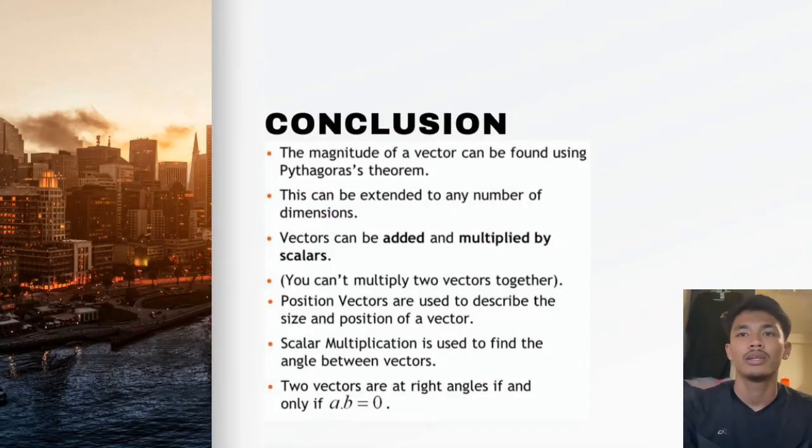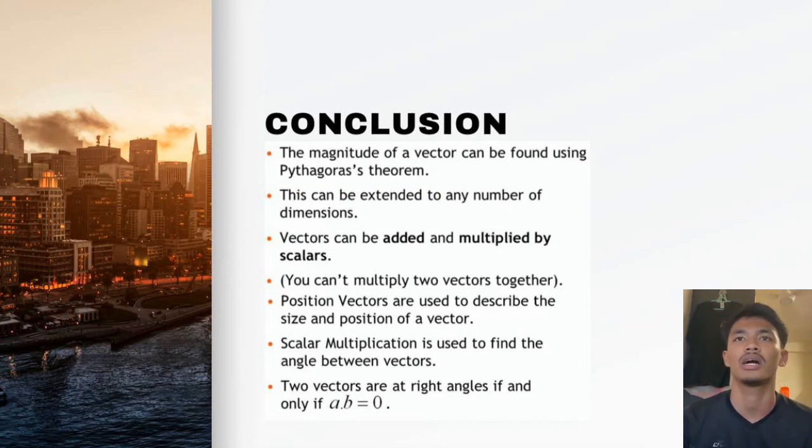As a conclusion, the magnitude of a vector can be found using Pythagoras' theorem. Also, this can be extended to any number of dimensions. Vectors can be added and multiplied by scalars. You can multiply two vectors together. Then, position vectors are used to describe the size and position of a vector. The scalar product is used to find the angle between vectors. Lastly, two vectors are at right angles if and only if A·B equals 0.